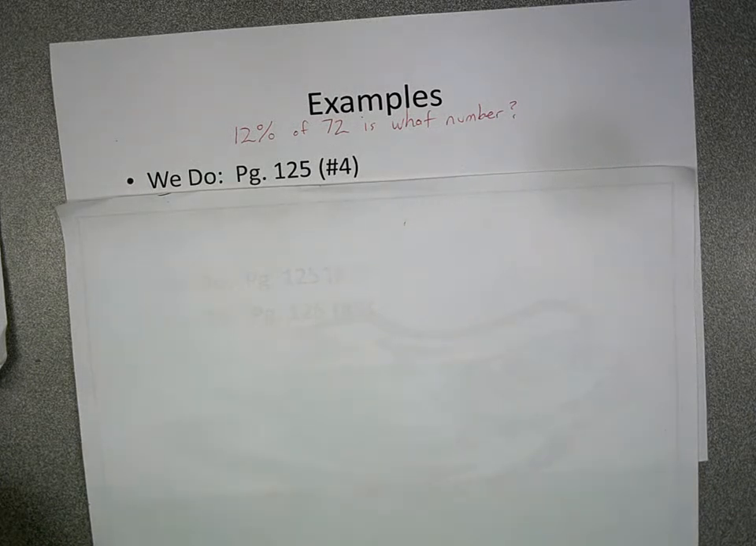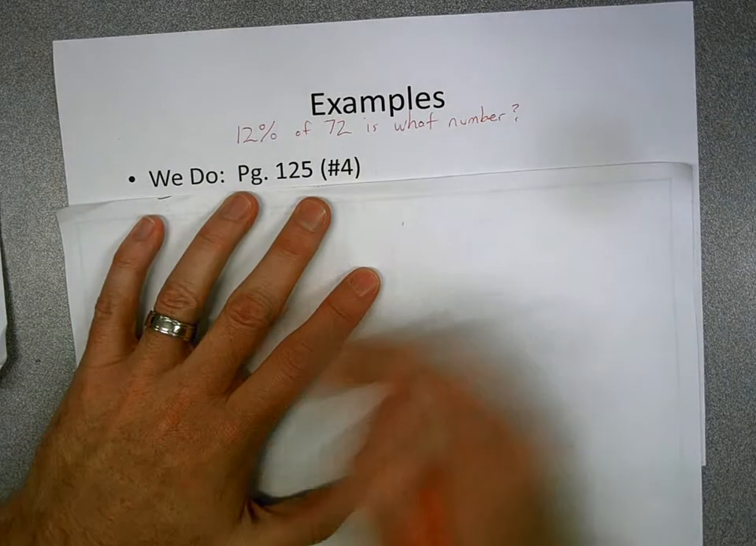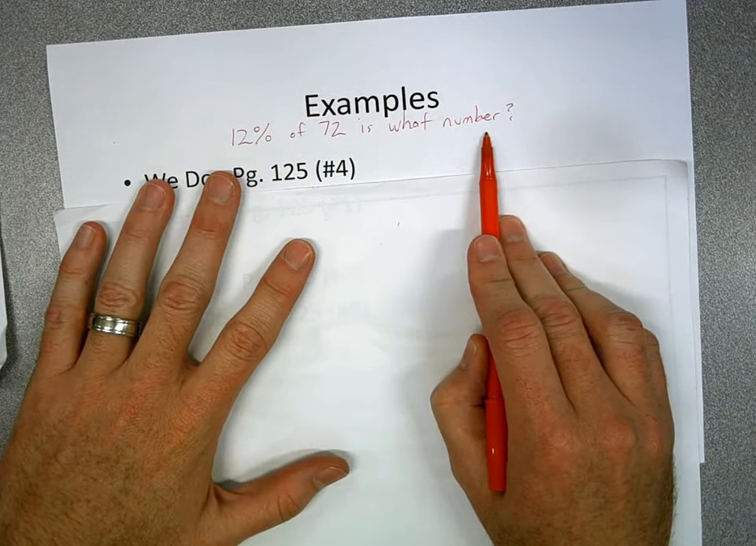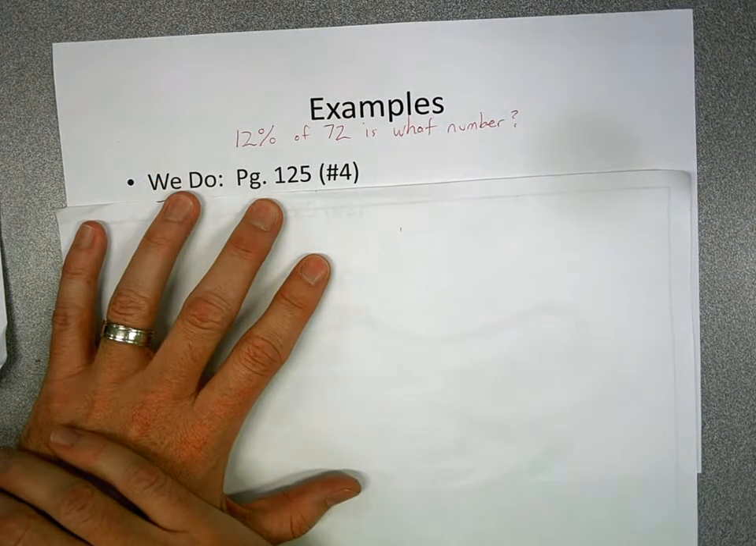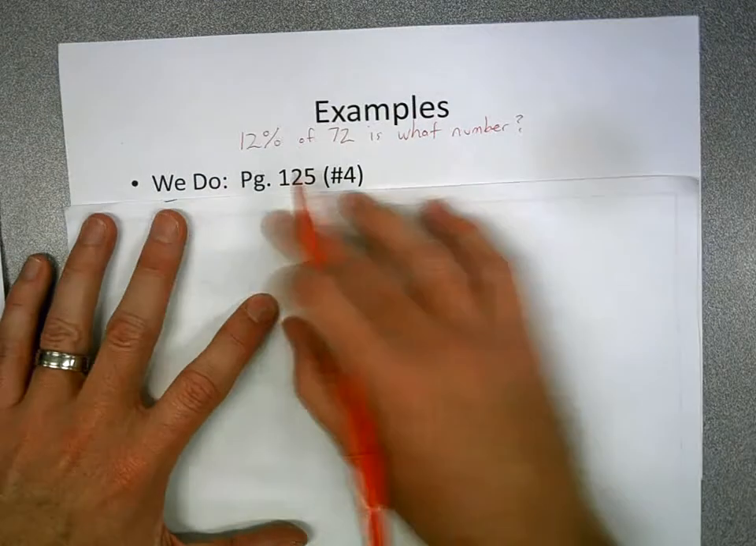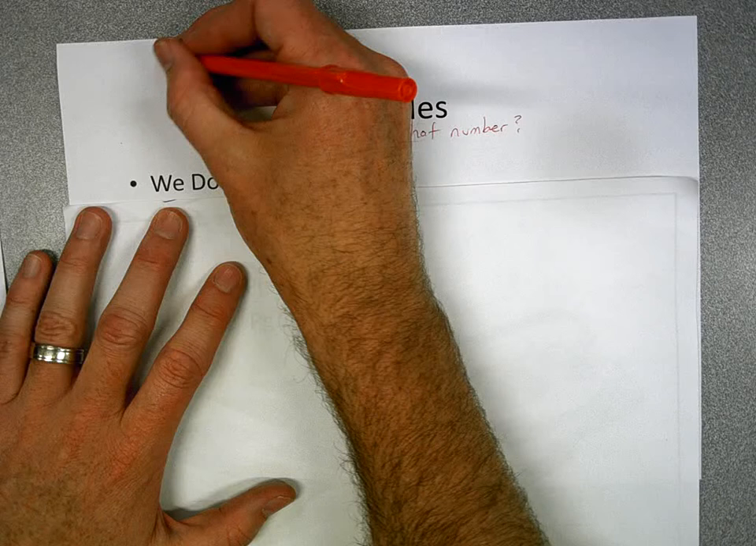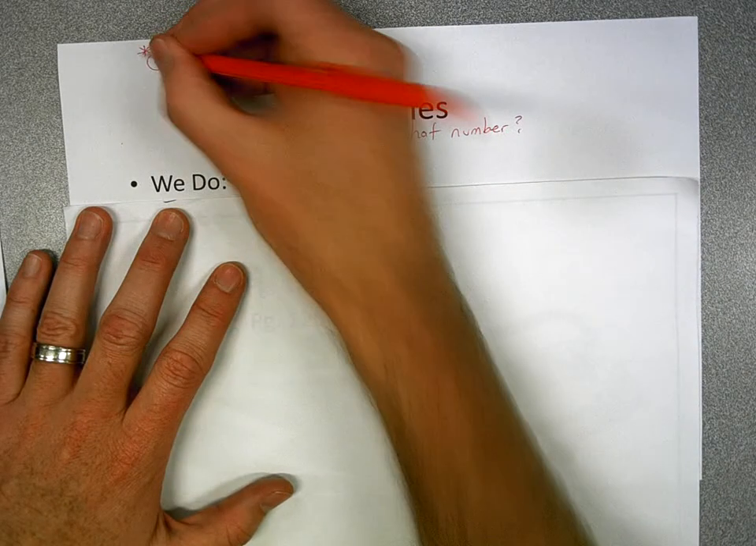Okay, here we go. Now, when I was talking about a problem that's not a word problem, it just has a phrase, this is what I was talking about. It says 12% of 72 is what number? Okay, so here's what I want you to do. On this particular problem, go up to the very top of your page and write step 1 at the very top of your page. Step 1, go ahead and put a little star by it.